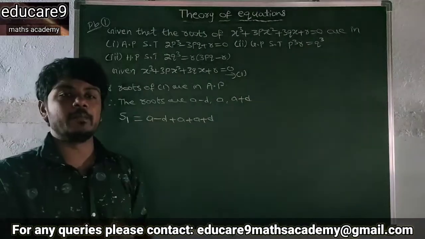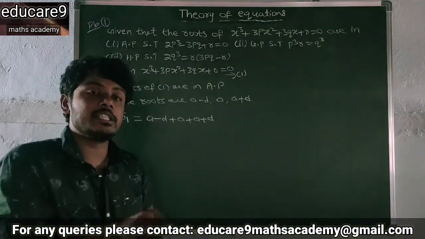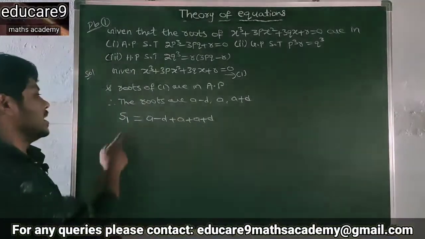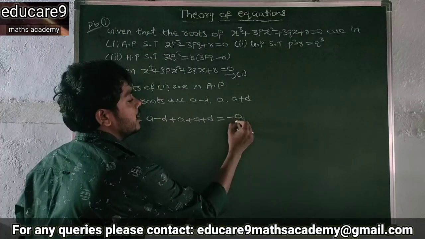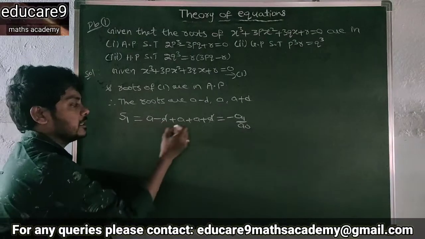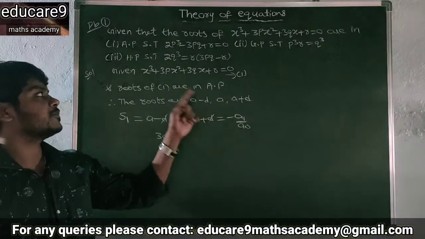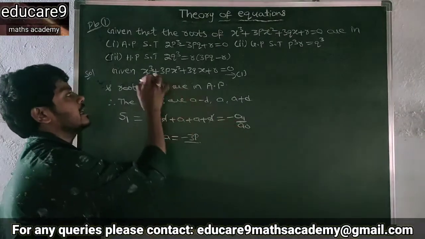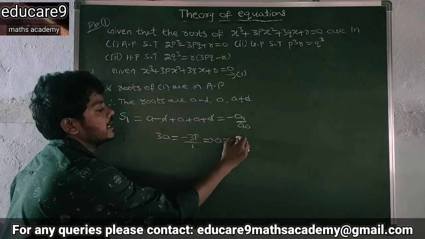If roots are in AP, then you have to take S1. If roots are in GP, in that case we have to assume S3. So here S1 is the sum of all the roots, that is minus A1 by A0. Here minus d plus d get cancelled, giving 3a. Minus A1 is minus 3p by A0, and A0 is the coefficient of x cube, that is 1. So clearly a value is minus p.